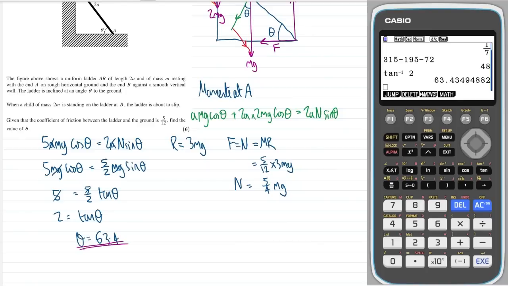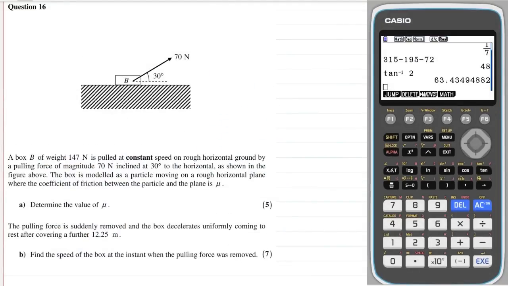Perfect. Question 16. We've got a box which is being pulled at constant speed on a rough horizontal ground by a pulling force of magnitude 70 at 30 to the horizontal. So first off, it's rough, so I'm going to draw a frictional force going backwards, and we also know its weight, so I'm going to draw that going down, and a reaction force going up. I'm also going to split this up into components, so that is 70 cos 30, and this coming up is opposite the angle, so that's 70 sine 30.